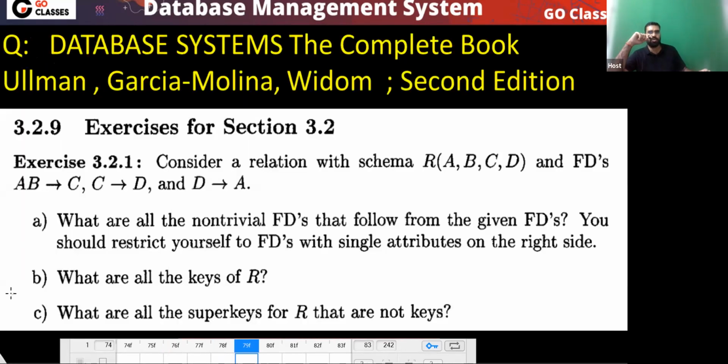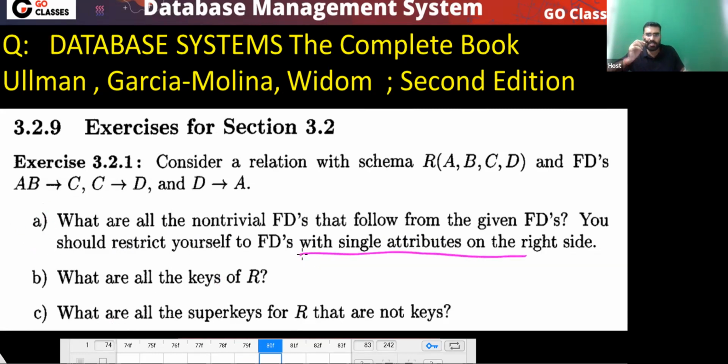Let's see the next question from the same Ullman book of the DBMS. Now, what the question is asking: the FDs are given to you. What are all the non-trivial FDs that follow from the given FD set? You should restrict yourself to FDs with a single attribute on the right side. So you should restrict yourself to the FDs which have a single attribute on the RHS. So tell me how many total will be there.